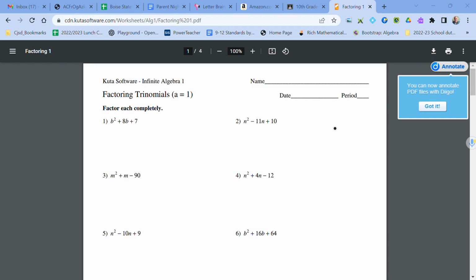I'm just going to go over something we call factoring trinomials. You'll have an extra worksheet on this today. Okay, so let me show you what this is like.